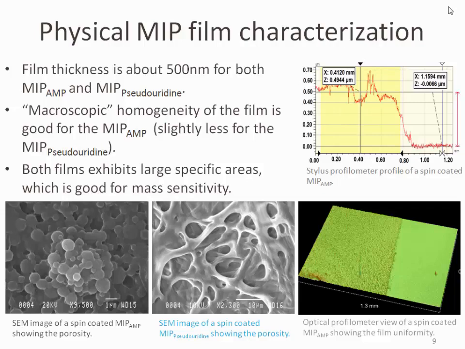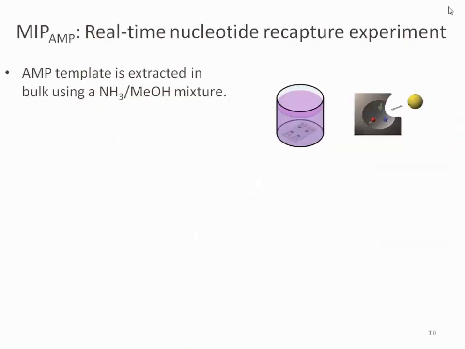But what is important for us is that we have, in both cases, a large specific area, which is really good for having a great mass sensitivity. So moving on to the experimental results now.